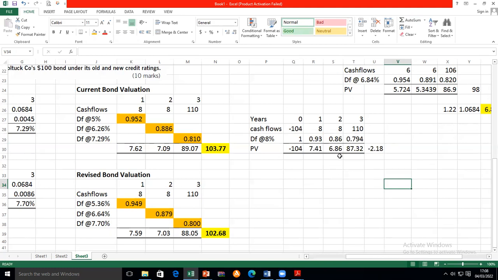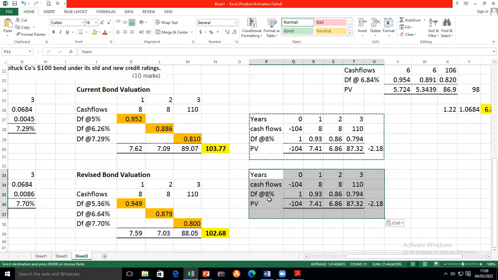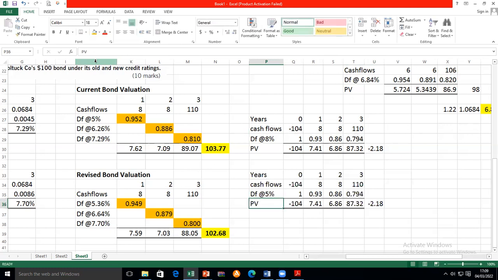Let's go. So we have -2 here, so we need to come down. Let's come down 5%. Okay, there we are.